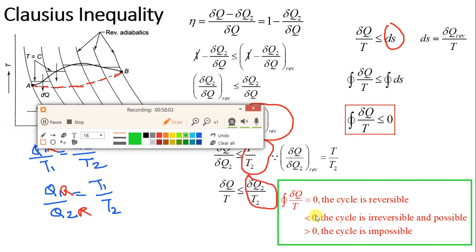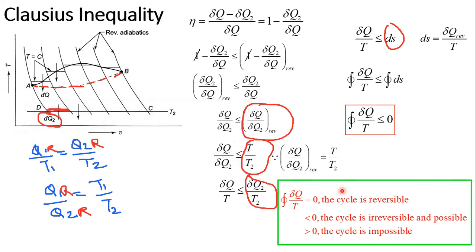Now, when you take the less than sign, it will become an irreversible cycle, and a possible cycle. But when cyclic integral of del Q by T is greater than 0, what is the meaning of this? The cycle is impossible. Suppose a cycle is given to you with some heat interactions like del Q1 and del Q2, and someone is asking you whether this cycle is possible or not. How can you validate that? By using Clausius inequality.